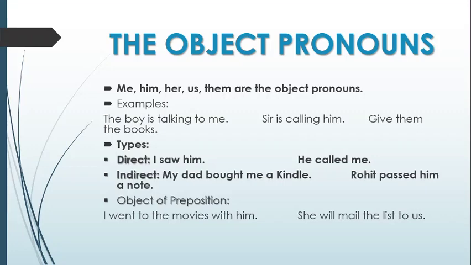But in the sentence, my dad bought me a Kindle, Kindle is the direct object of bought. The indirect object is me. Same with Rohit. The note is passed. So note is the direct object. Him is the indirect object. Then there is object of preposition. For example, I went to the movies with him, coming after with, and she will mail the list to us, coming after to the preposition.